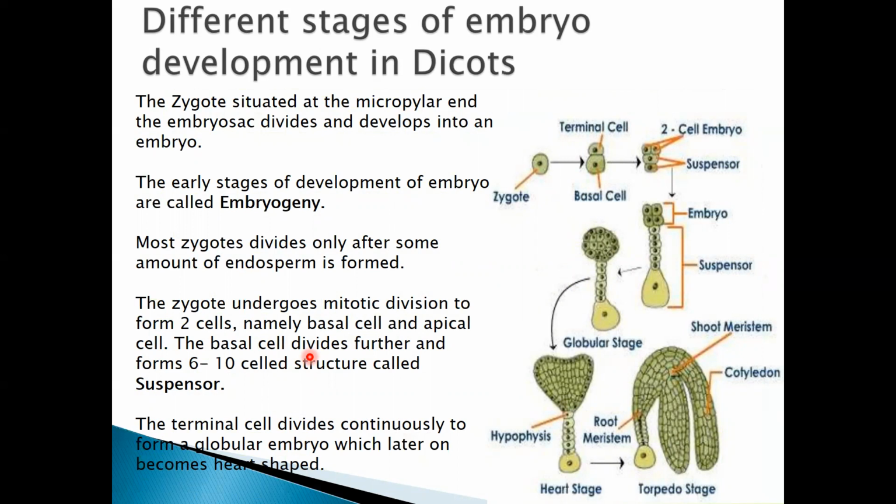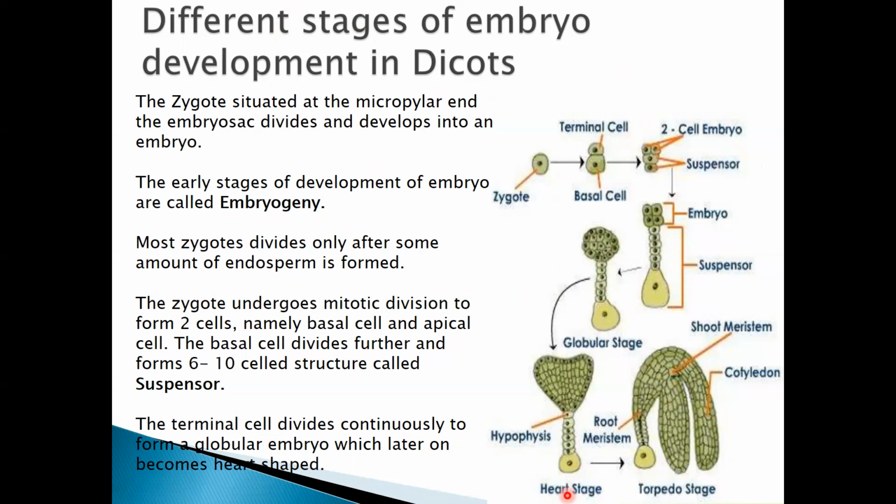So once again, I'm telling you. First, you need to know what is embryogenesis or embryogeny. Next is where the zygote is present. Yes. Next, how does it form? This diagram is important. Once you understand the diagram, you can easily write the stages of embryo development or the embryogenesis. Okay. Now coming to the zygote, it is situated at the micropylar end.